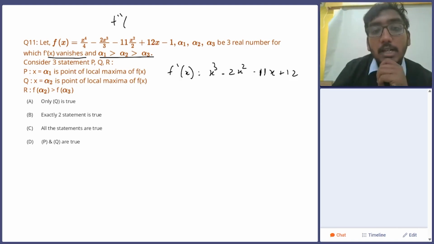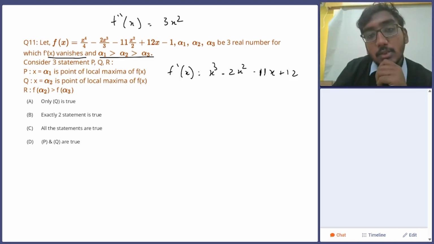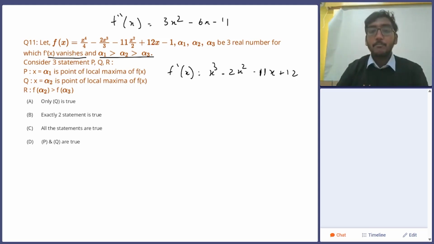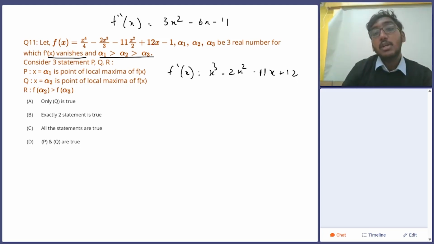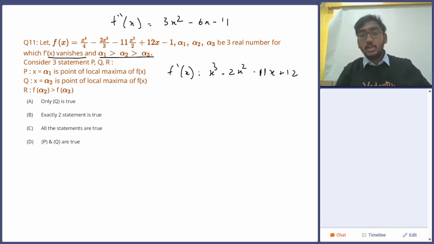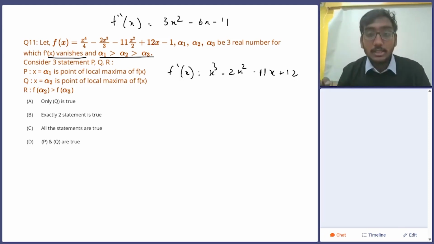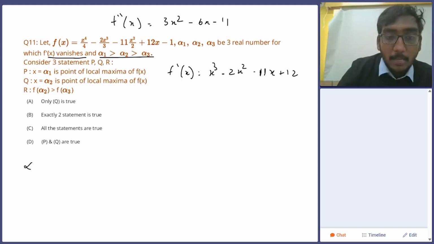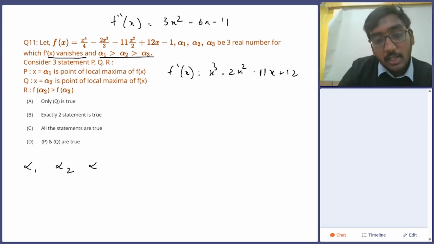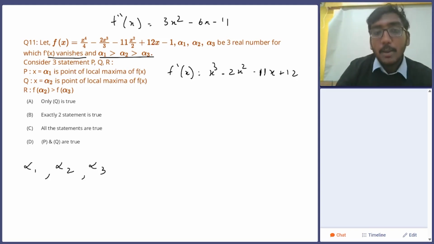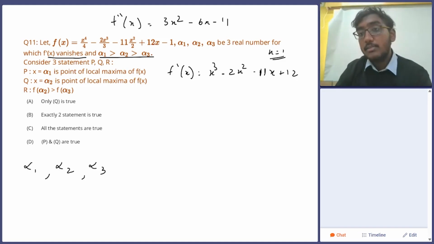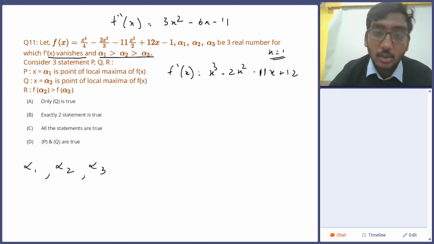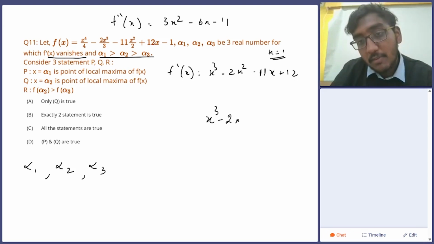And what will be f double dash of x? It will be 3x square minus 6x minus 11. Now, by just looking at it, we can say that f dash of 1 will be 0. It will be 1 minus 2 minus 11 plus 12, that is 0, right? So x equal to 1 is a root. Of alpha 1, alpha 2, alpha 3, the three roots, 1 is actually a root. That means x minus 1 will be a factor. If you divide by x minus 1, you will get another quadratic factor. That we will do.